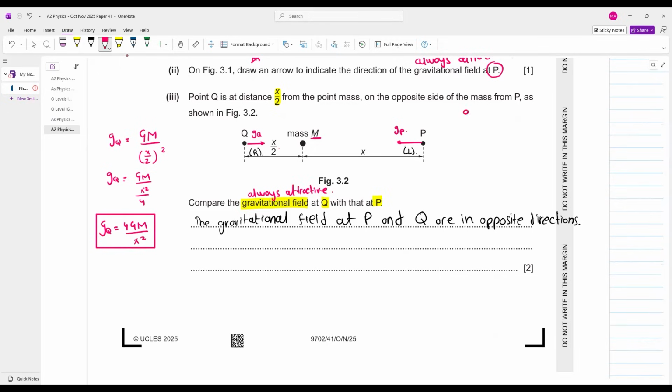If I ask you to calculate the gravitational field strength at P, how will you do that? Capital G, capital M divided by x square. Can you realize a fact?